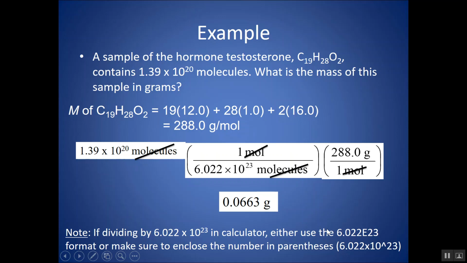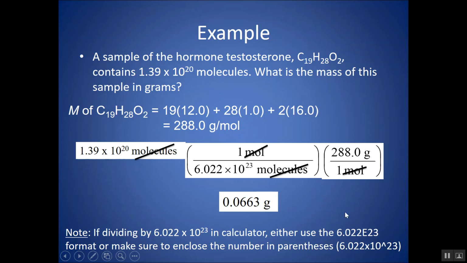Otherwise, if you're putting that number in your calculator, you've got to enclose it in parentheses if you're dividing by it, because if you don't have parentheses, what your calculator is going to do is divide by 6.022, and then it's going to multiply your whole number by 10 to the 23rd. So that's why you need parentheses, or you have to add it in with this E button so it knows that this number is all together.